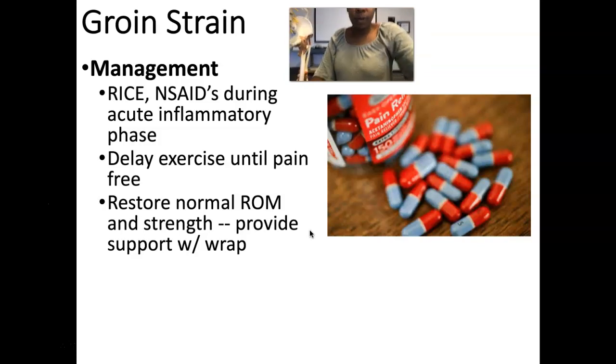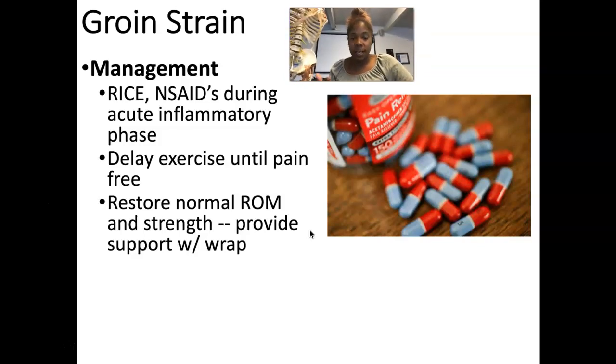In the meantime, what we can do as clinicians is work on restoring normal range of motion and strength. And when I say strength, I mean not just of the adductor muscles, but of the muscles surrounding that particular muscle group. And then we can provide support by doing what? By splinting them with an A strap, which you guys are going to do this week. You're going to learn how to tape for a hip flexor strain and an adductor strain.